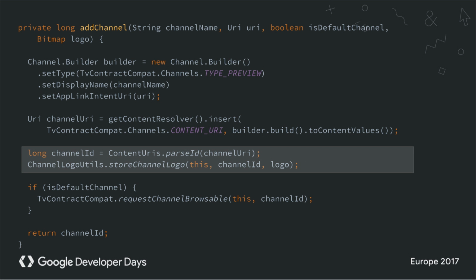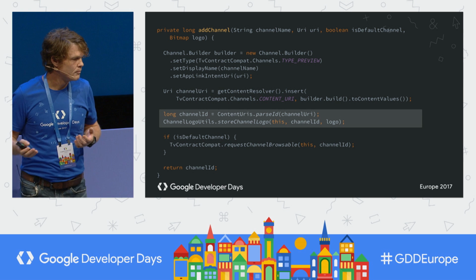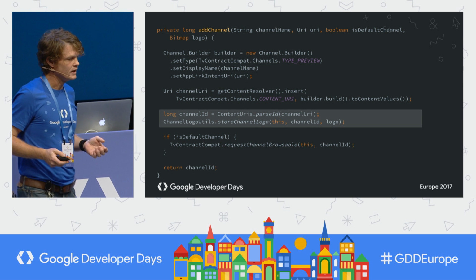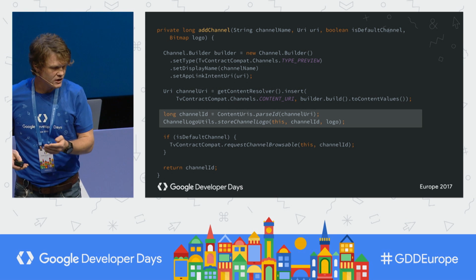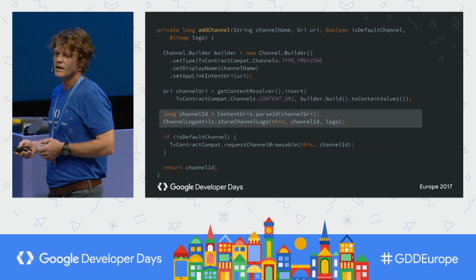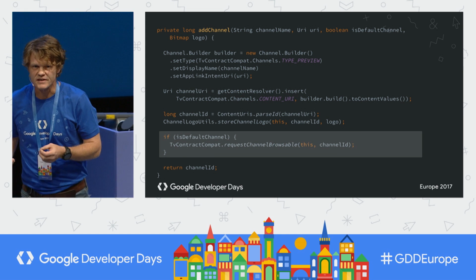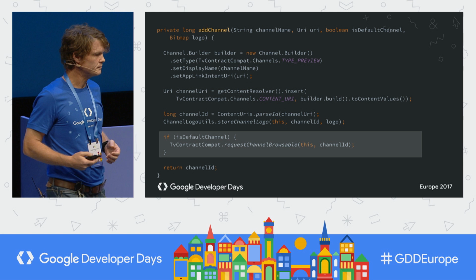In the next step, we want to add a logo to our channel, so the user can easily recognize to which app a channel row belongs. We use the store channel logo method here, to which we pass the channel ID and the logo as a bitmap. And now, finally, we want to make this channel visible on the home screen. For this, we request it to be made browsable with the request channel browsable method and pass our channel ID.